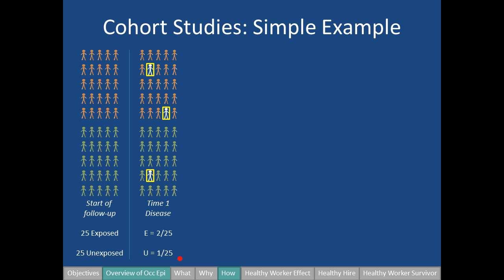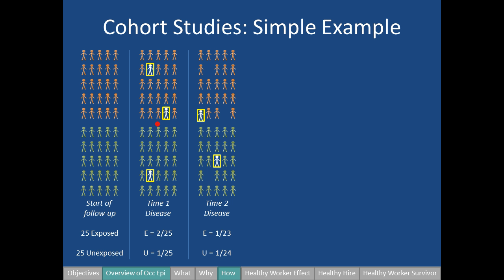And once they have the disease, they are no longer at risk for the disease. They get it once and that's it. So they are no longer followed for the outcome. They're no longer followed in the cohort. So for the second year, you see their spaces are now missing because they already had the outcome. So they're no longer followed.